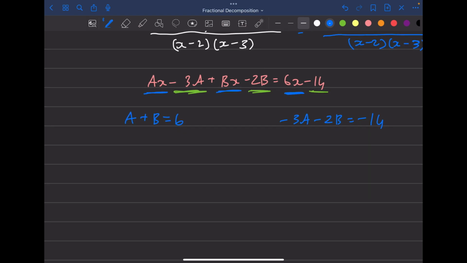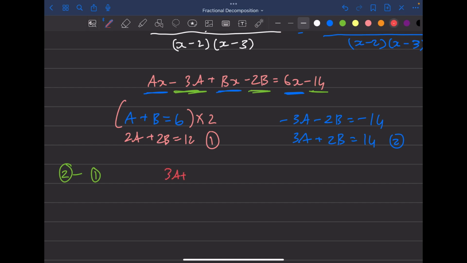So this will give us, let's make all this positive on this side, 3a plus 2b is equal to 14. And now let's multiply the other equation by 2. We would get 2a plus 2b is equal to 12. And now if we call this equation 1 and we call this equation 2, let's do equation 2 minus equation 1. So if I'm going to write that down, this will give us 3a plus 2b is equal to 14, and then 2a plus 2b is equal to 12. Let's subtract these 2 equations together.